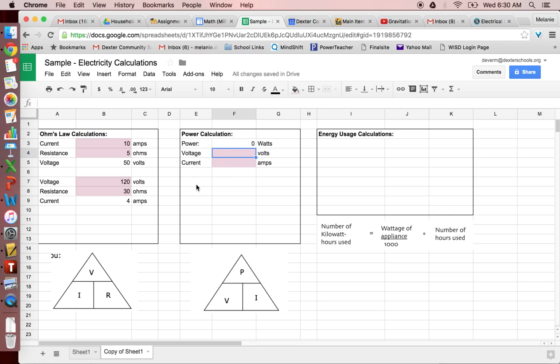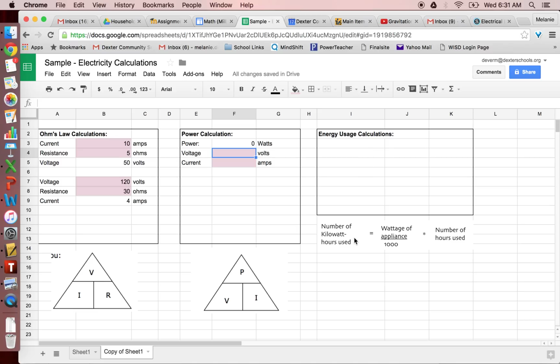And you're going to continue on and make the other formulas here. So you'll have a formula for voltage using this triangle and a formula for current using this triangle. The last thing that we're going to work on then is energy usage calculations. This is answering the question, how much energy does it take to power a particular appliance?